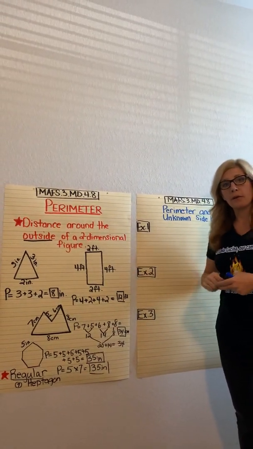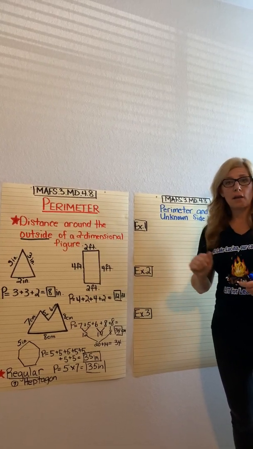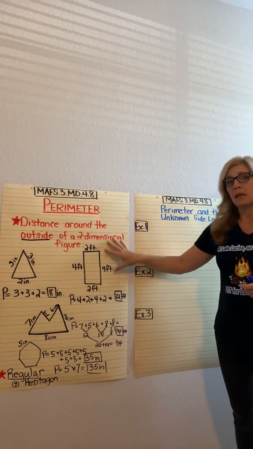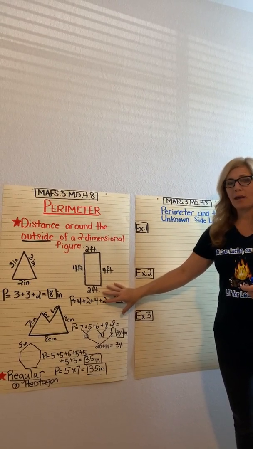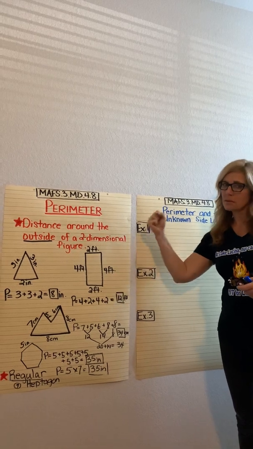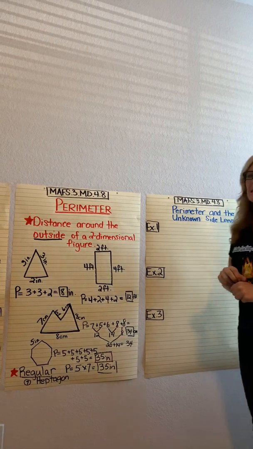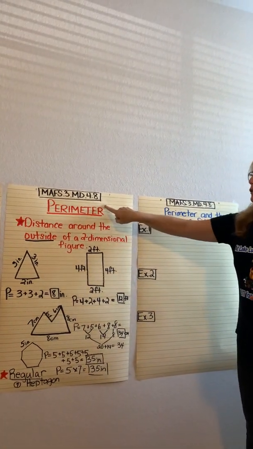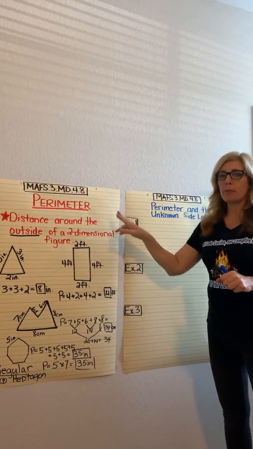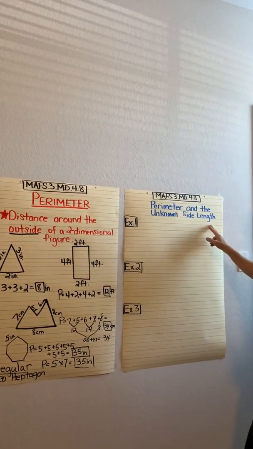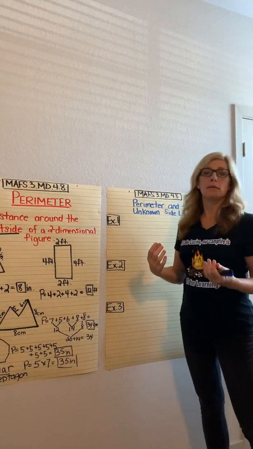anchor chart together. Now keep in mind, if you need to pause the video to get caught up on writing, on keeping up with the whole chart, then make sure you do so. Okay? You ready to rock and roll? Let's do it. So, in our last lesson, we were on standard MAFS third grade measurement and data 4.8 perimeter. We're going to stick with that standard today. We're just going to show another aspect of the standard.